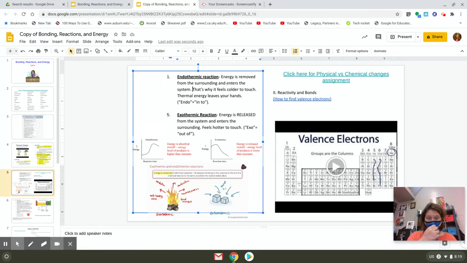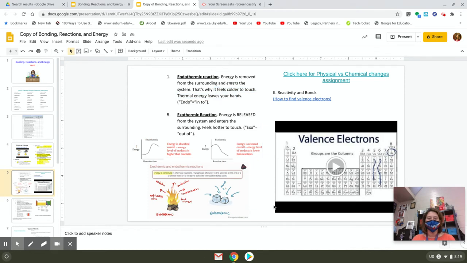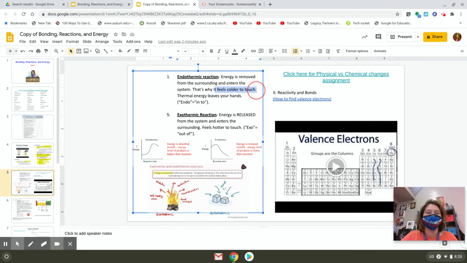Endothermic reactions. Endo means into. Thermic means what? What is another word that you have heard that sounds like thermic? Thermo, thermometer, thermos. What do all of those have in common? Heat. Okay, so endothermic means heat is going into the reaction. Energy is removed from the surrounding and enters the system. Highlight, it feels colder.